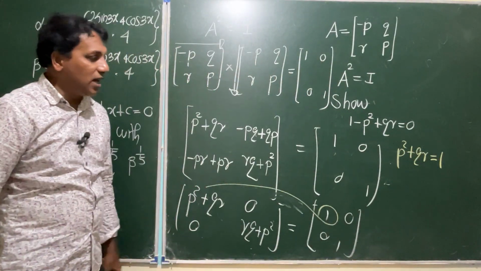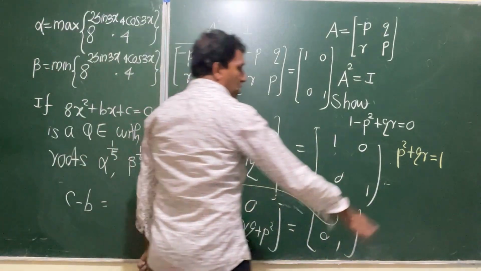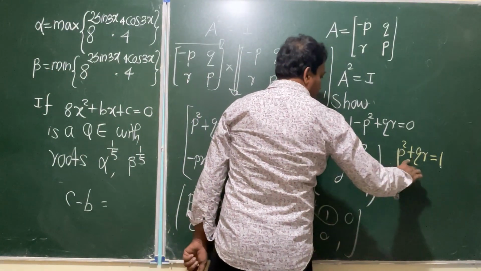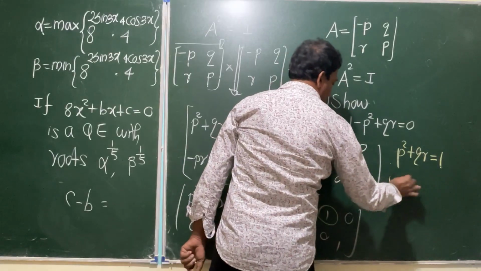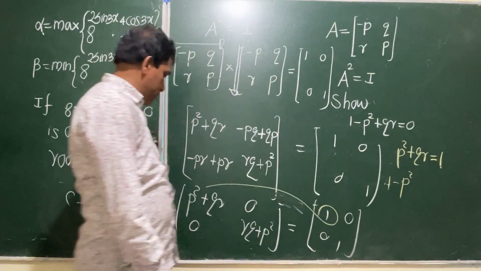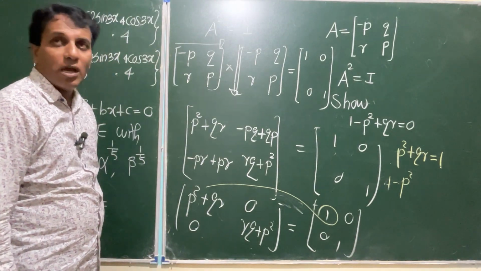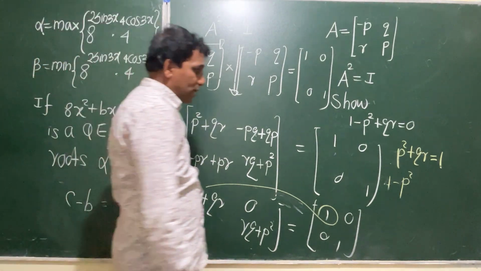Okay, so now see the answer: taking all terms to the other side, we have 1 minus P square minus QR, which becomes equal to 0.